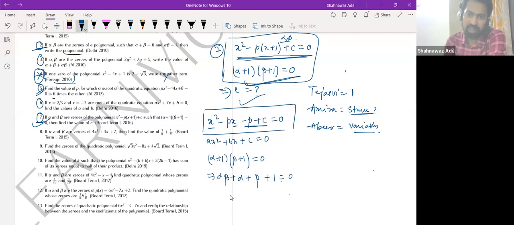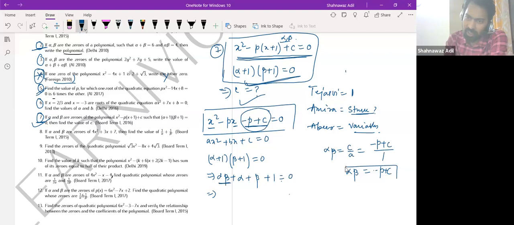So now what is alpha into beta? C by A, right? And what is a constant? Constant is this term, which is c by a, which is 1. Sir, but what if we take only C as the constant? You see that this P is also the constant, right, if we compare with the general term. Whatever term does not contain x and x square, that is termed as the constant.